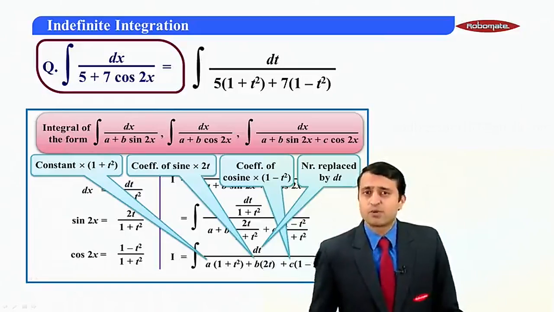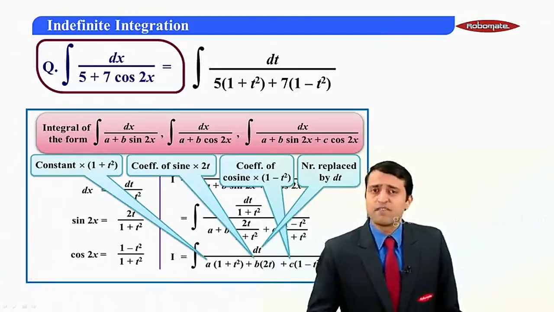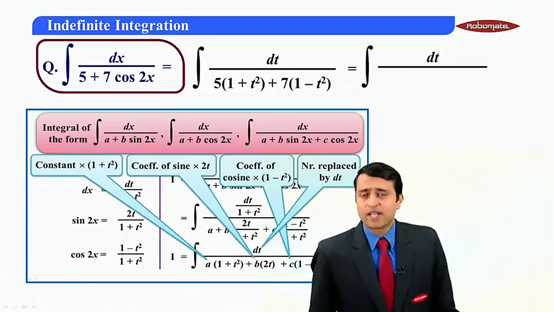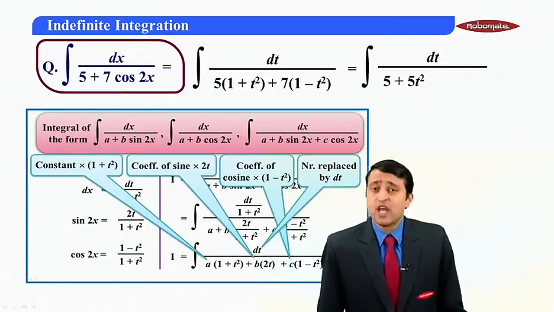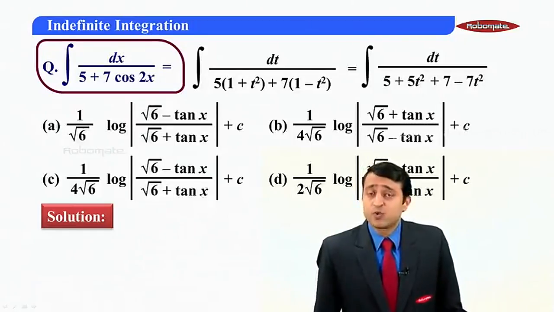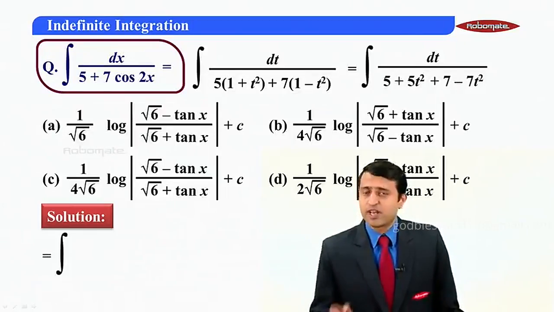Now, what am I supposed to do? To simplify further, I need to open the brackets in the denominator. On opening the brackets, we get 5 plus 5t square plus 7 minus 7t square. Now, that gives me 12 minus 2t square in the denominator.